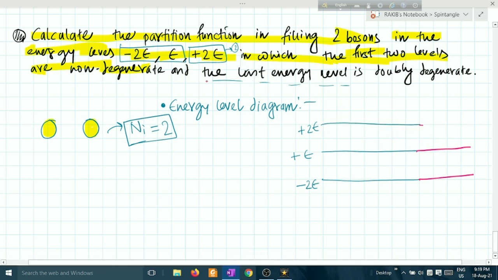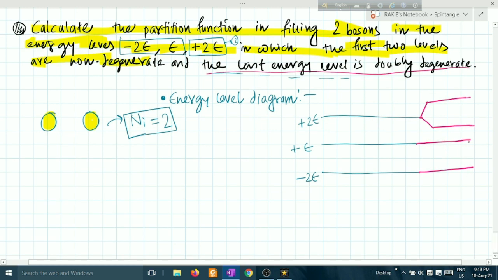you can easily check this thing from the question, that the last energy level is doubly degenerate. That means you have to make this thing, okay, that the energy level is split in 2 further energy levels. Okay. This is the degeneracy.